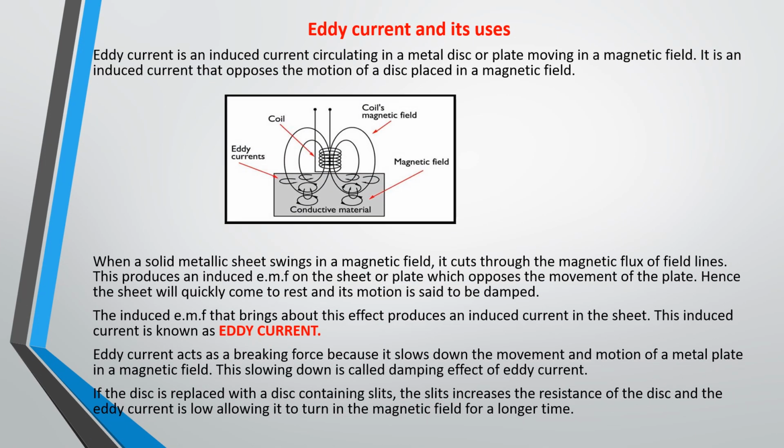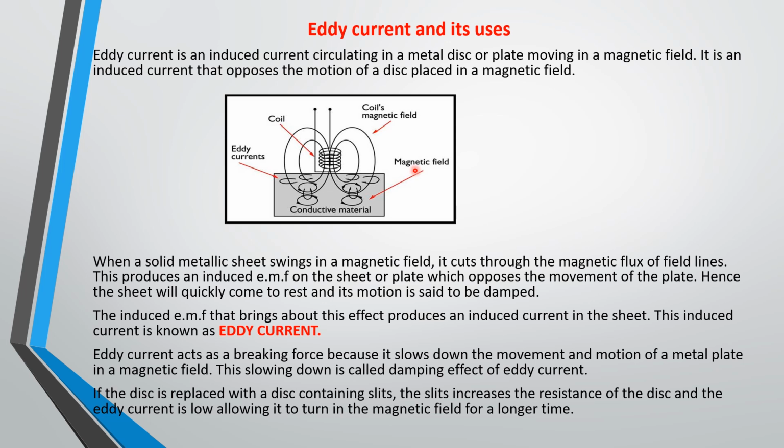All right. So we are still talking about opposition to motion, and this eddy current is part of it. Now, eddy current is an induced current circulating in a circular disc or plate moving in a magnetic field. Eddy current actually happens not only in circular discs, so you can have them in rectangular discs, but it is an induced current that circulates in a plate that is placed in a magnetic field.